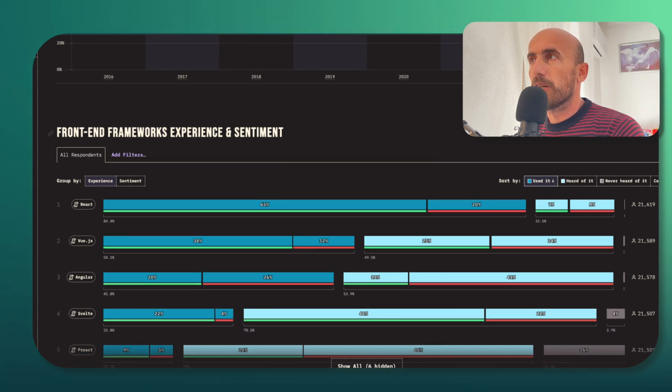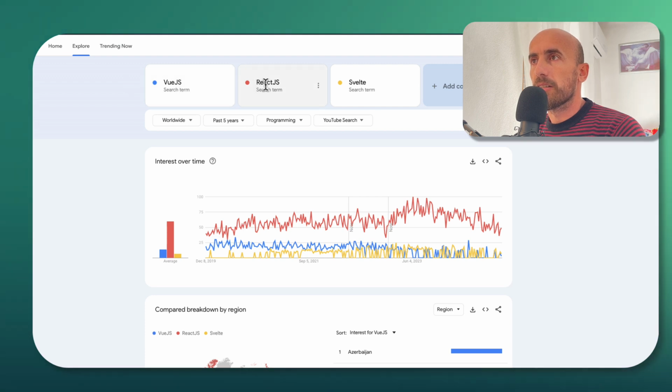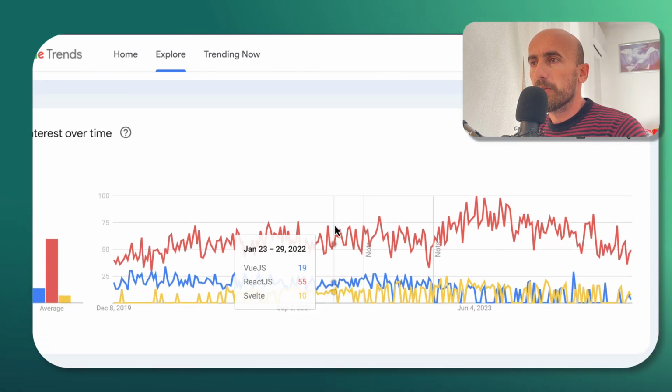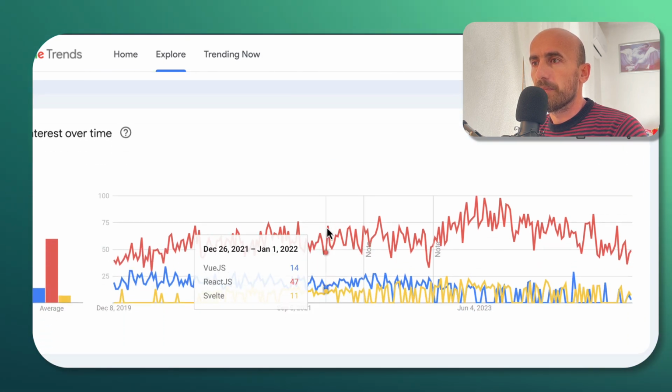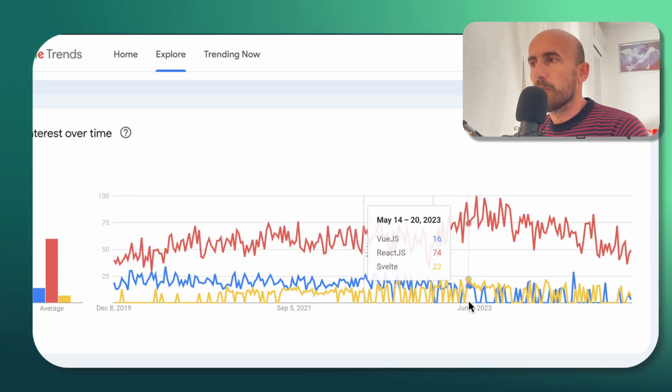Okay, now I have also opened the trends from Google, with the search terms Vue.js, React.js and Svelte. I'm going to zoom in here. It's worldwide, past 5 years, with programming chosen as a category, and also YouTube search. On YouTube you can see React is dominating, then Vue.js with Svelte. From 2019 Vue.js is up, but in 2023 we have more searches for Svelte.